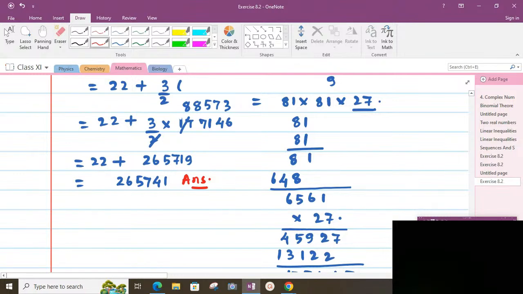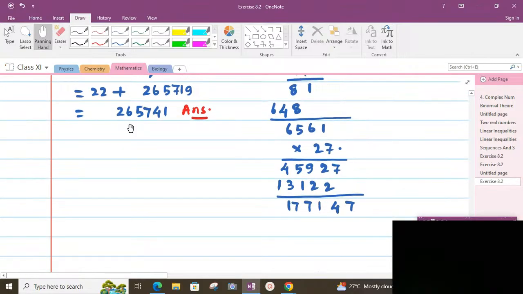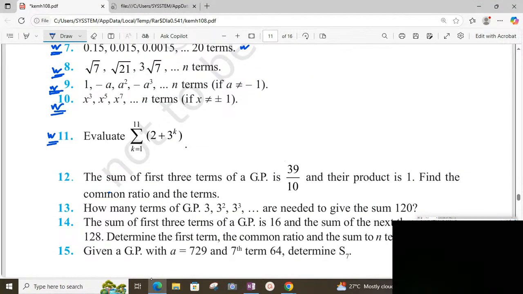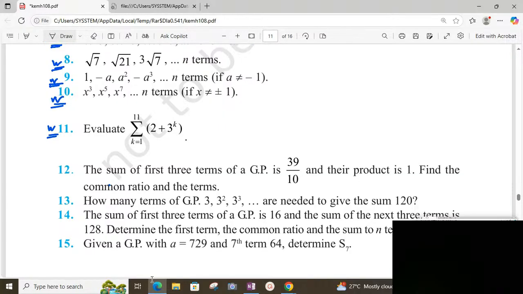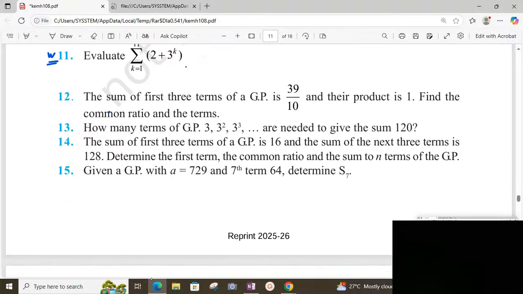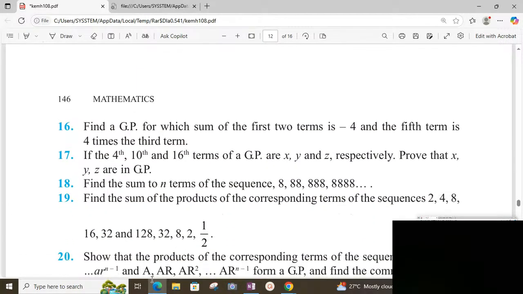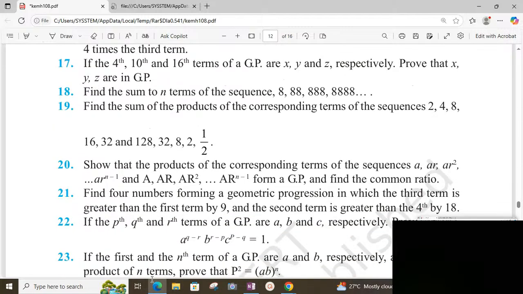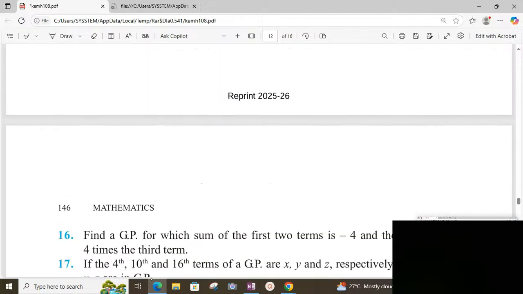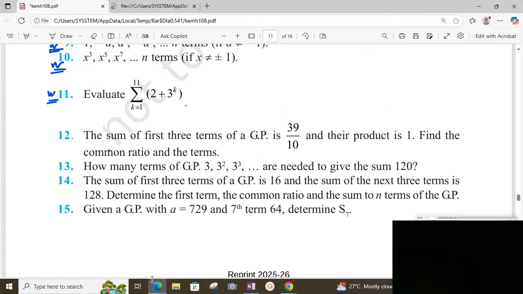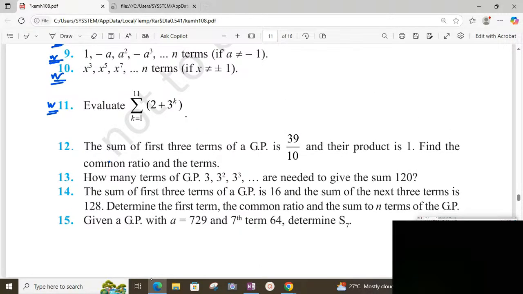There is no problem to understand the solution of this question. The next questions I will solve in the next class. Let's see. The next questions are 12, 13, 14, 15, 16, 17, 18, 19, 21. The rest of the questions I will solve in the next class.